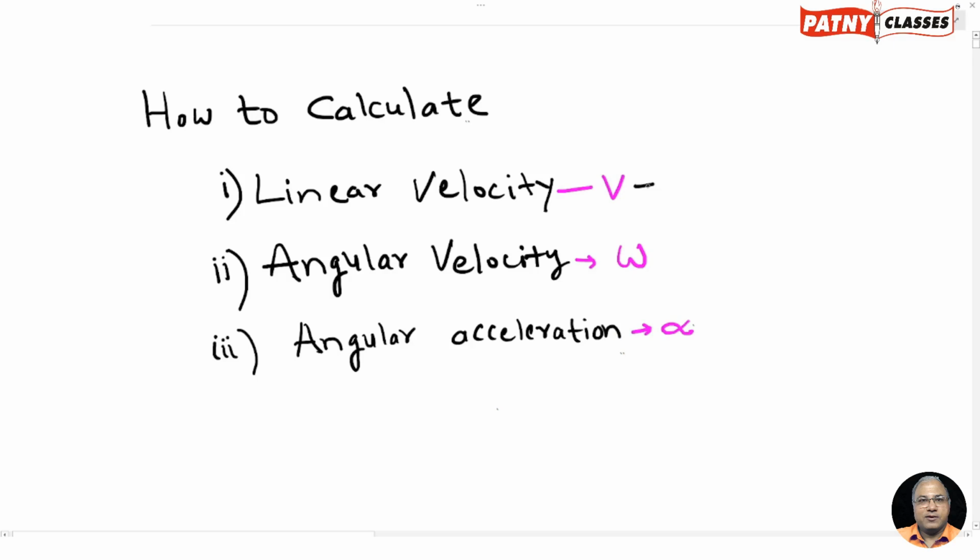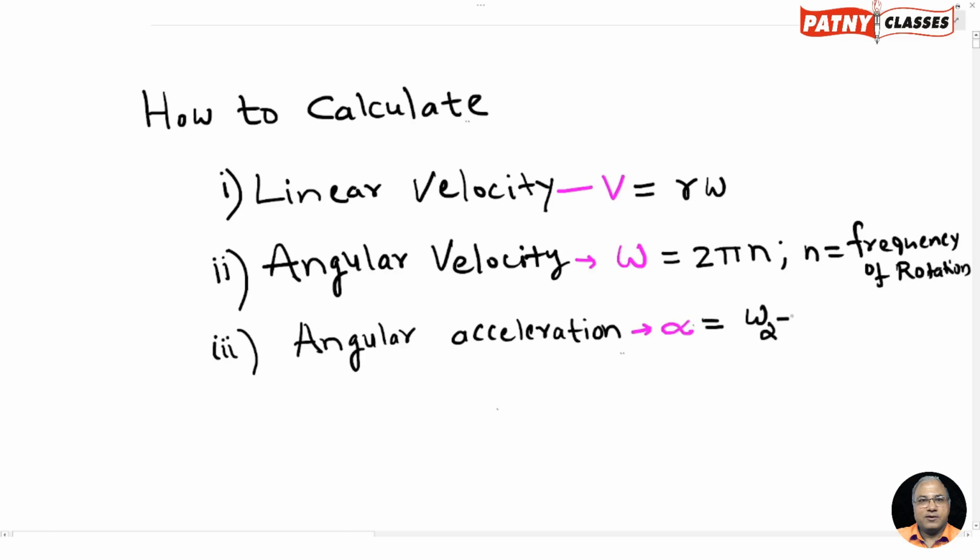Linear velocity is given by the formula v equals r omega, and angular velocity omega equals 2 pi n, where n is the frequency of rotation. And alpha is the angular acceleration. It is the difference of angular velocity divided by time, omega 2 minus omega 1 divided by t. So by using these formulae, we can find linear velocity, angular velocity, and angular acceleration. Now, by taking one example, I will explain how to calculate all these three parameters.